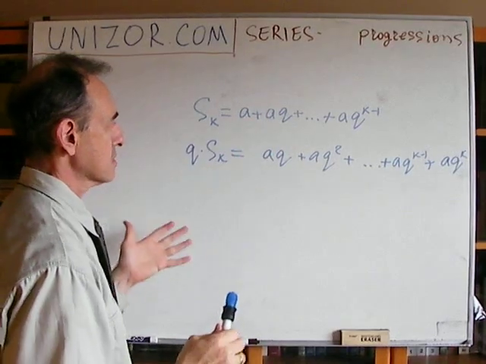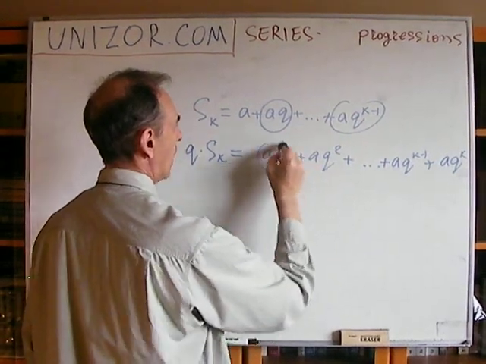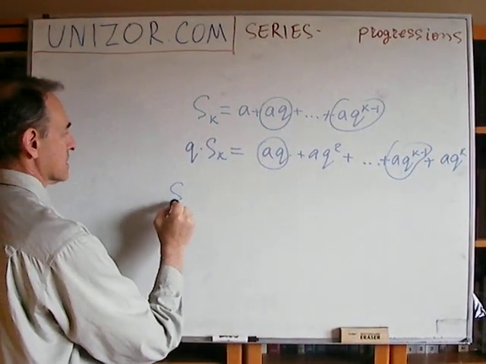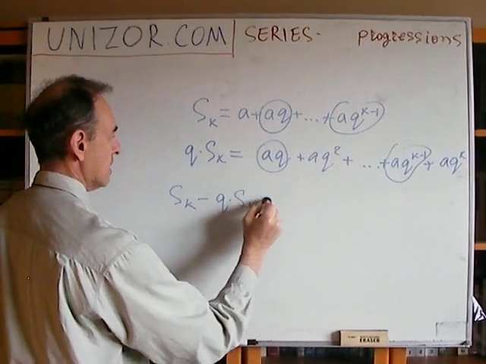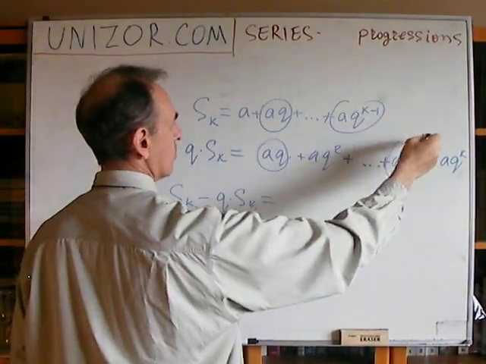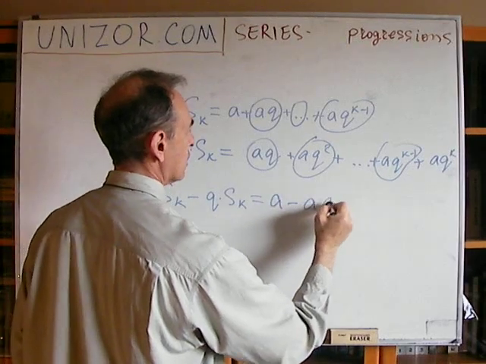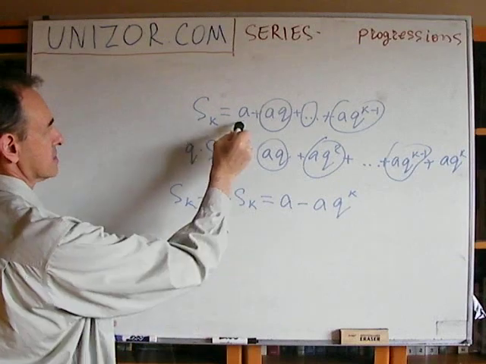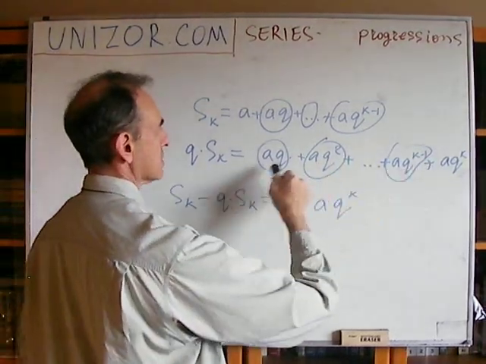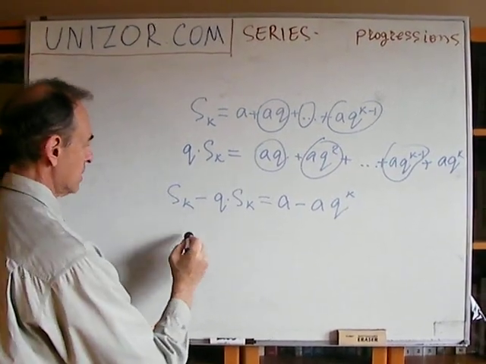Now, these two expressions are very much alike, because as you see, this and everything in between are common with these guys, you see? So if I do sk minus q times sk, what happens? If I subtract from this, I subtract this. Well, these guys will go, obviously. And what I will have is a minus aq to the kth degree. This is the only thing remaining from this. And this one, with a minus sign, because I'm subtracting, is what remains from the second expression.